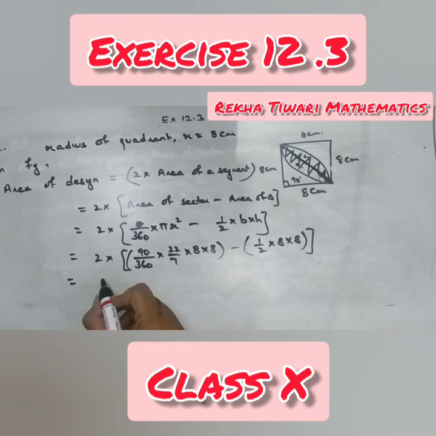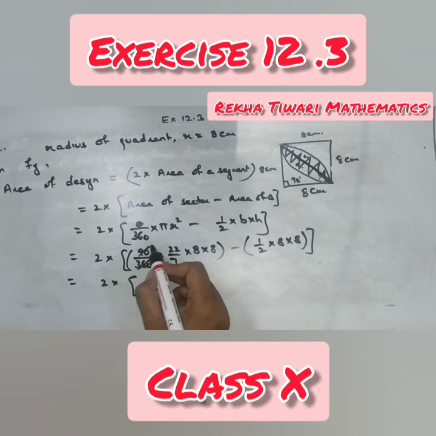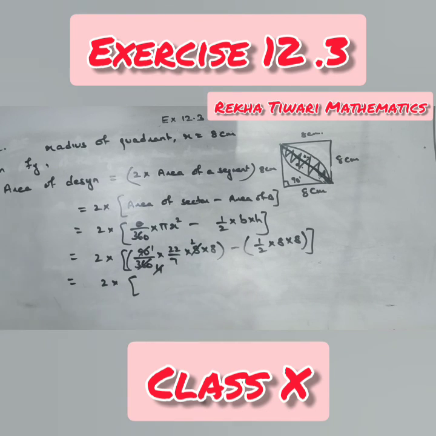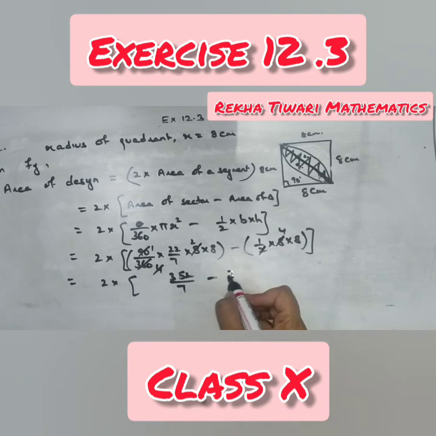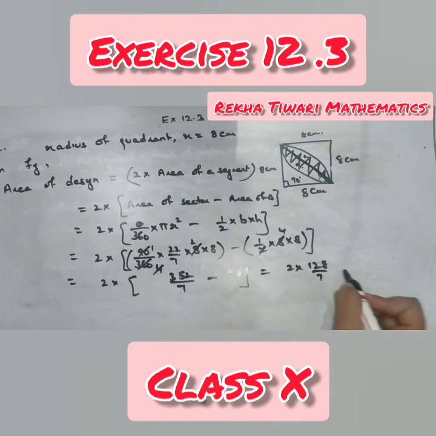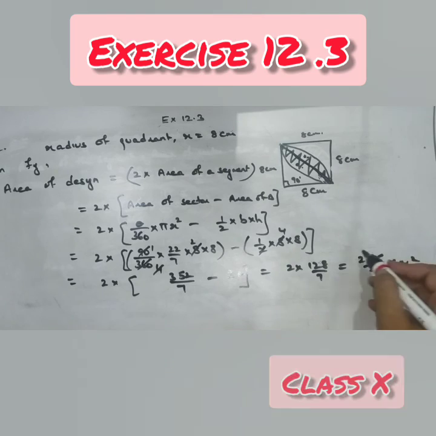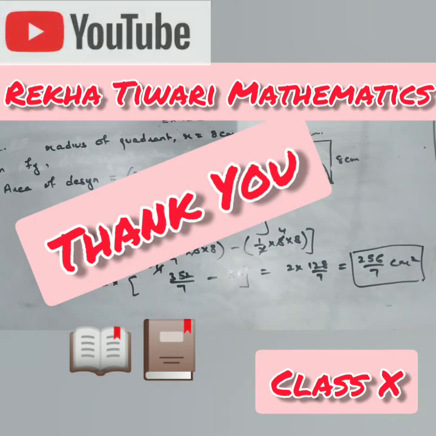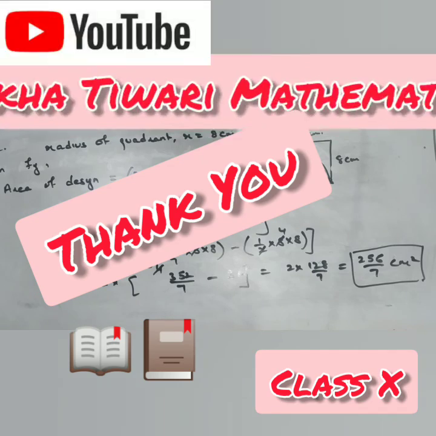This is 2 into, cancel this, 1 by 4. Okay, so when you solve, you will get 352 by 7 minus 32. So this is 2 into 128 by 7, which comes out to be 256 by 7 centimeter square. This is the answer.